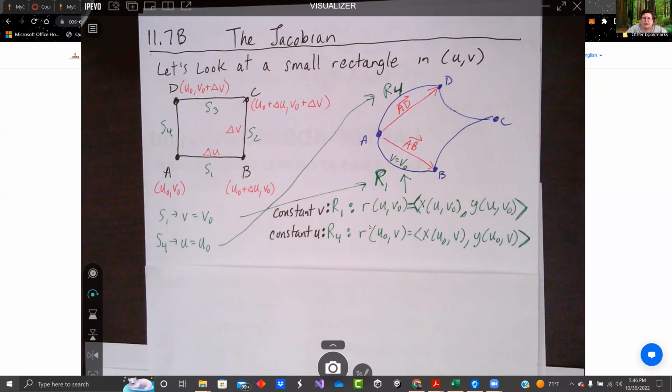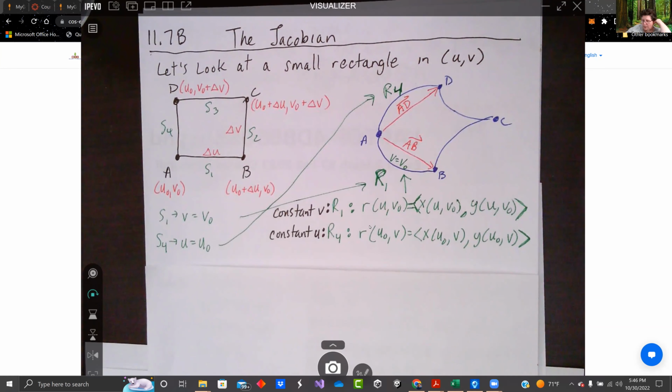Let's take a look at the main topic of this section, the Jacobian. So we're going to start off with a small rectangle in UV. In the last video, we had it going along u equals 0 and v equals 0, and then u equals 1 and v equals 1, a simple square. Here, we're going to have endpoints of u0, v0, and we're going to move delta u and delta v in those coordinates along those axes.